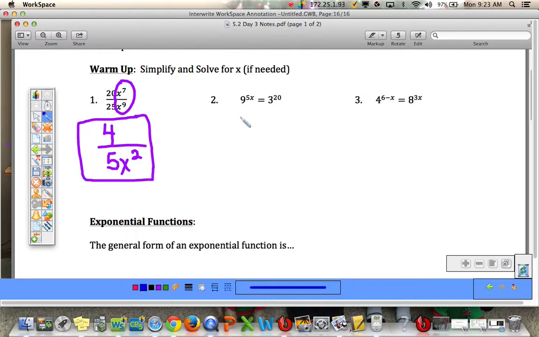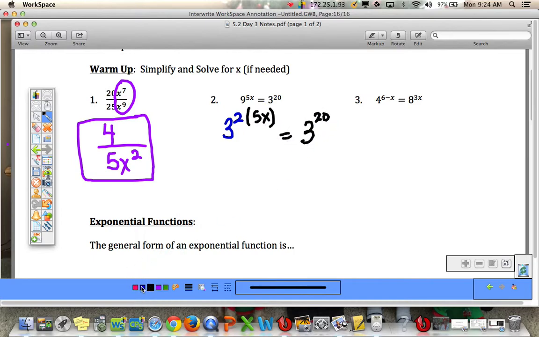All right, for the next one, number 2, we want to rewrite 9 and 3 so they have a common base. For 9 and 3, the common base is 3, and the reason is 3 squared is 9. And don't forget that we have this 5x here. And that equals 3 to the 20th.